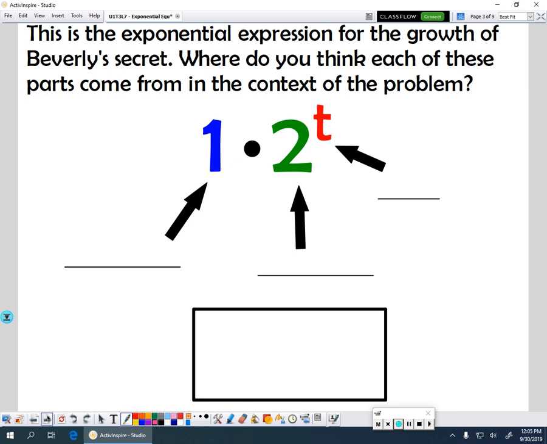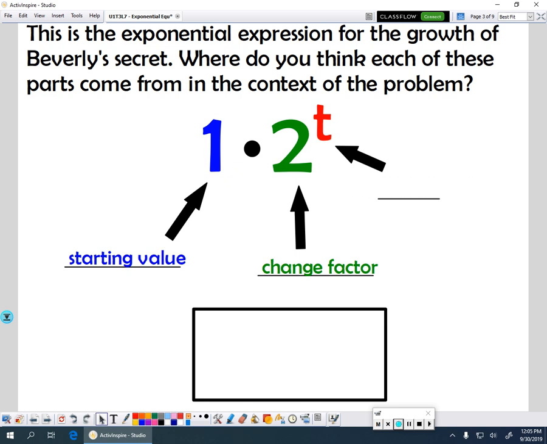I want you to think about what each of these numbers could stand for, because this is going to be a pattern we use when we're looking at these exponential expressions. So the 1 represents our starting value. That's how many people knew the secret at the start. Just 1, Beverly. The 2 represents our change factor. And our change factor tells us how the secret is changing. In this case, it's doubling, or times 2.